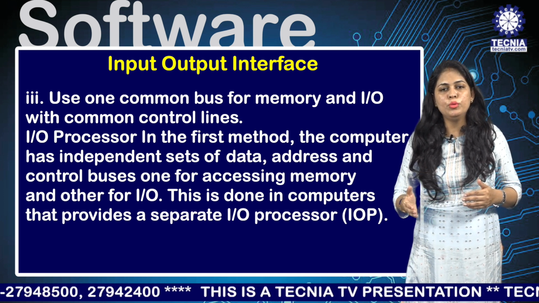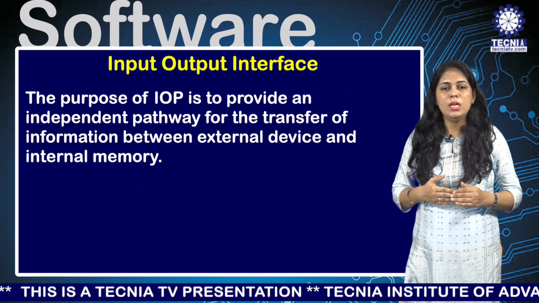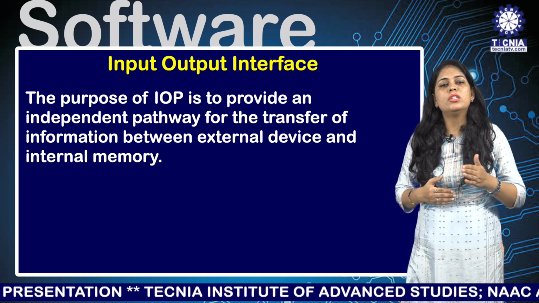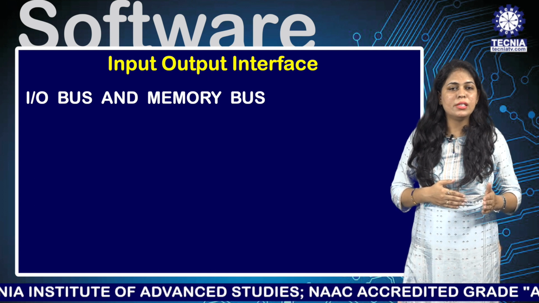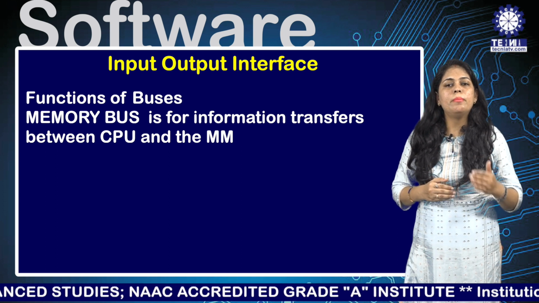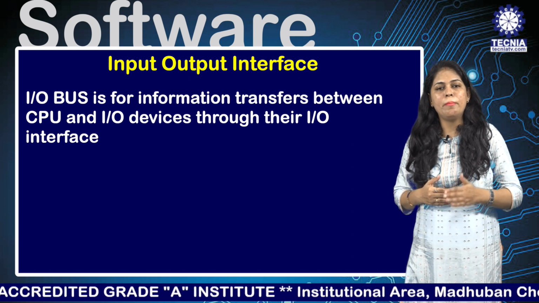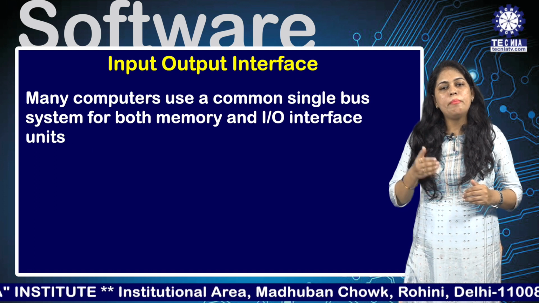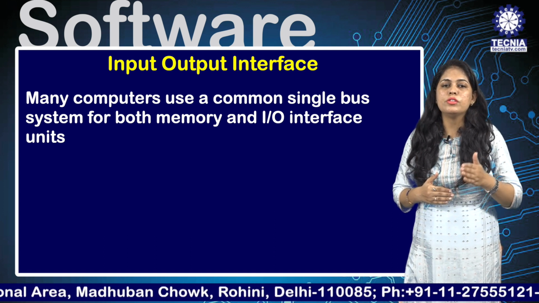This is done in computers that provide a separate input-output processor, which is called the IOP. The purpose of the IOP is to provide an independent pathway for the transfer of information between external devices and internal memory. Next is the input-output bus and memory bus, and the functions of the buses. The memory bus is for information transfer between CPU and memory. The input-output bus is for information transfer between CPU and input-output devices through their input-output interfaces. Many computers use a common single bus system for both memory and input-output interface units.